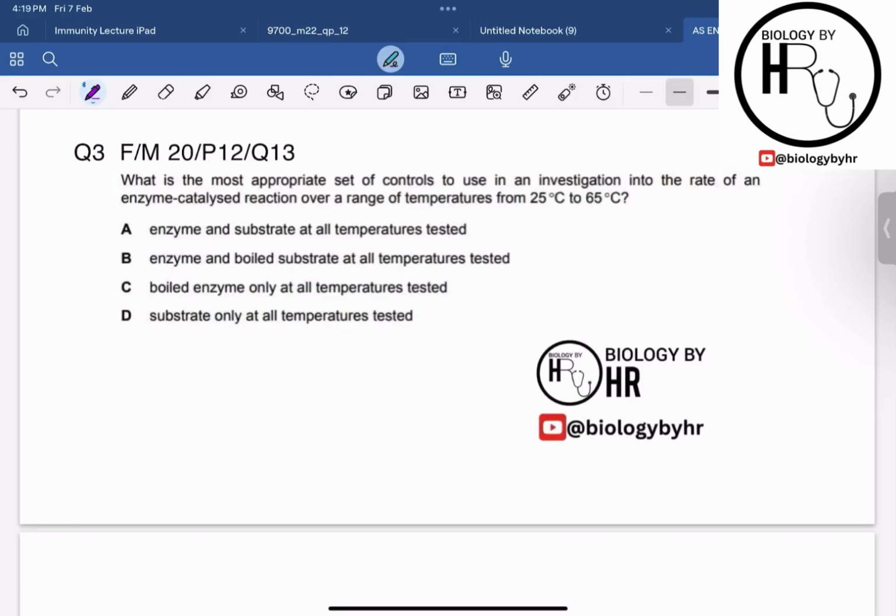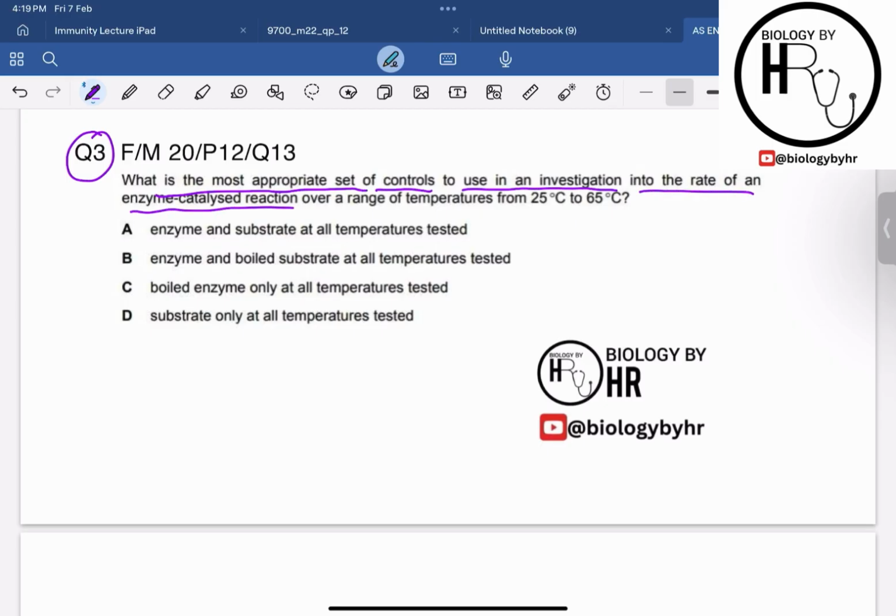Now let's move on to question 3. It says that what is the most appropriate set of controls to use in an investigation into the rate of an enzyme catalyzed reaction over a range of temperature from 25 to 65 degrees Celsius. Alright, so now over here they are talking about the control of the enzyme catalyzed reaction. A control in the enzyme catalyzed reaction should account for the factors that might affect the reaction rate independent of the enzyme activity, right? So it can be done by using the substrate only at all the temperatures tested, right? Option D. How? Let's justify it.